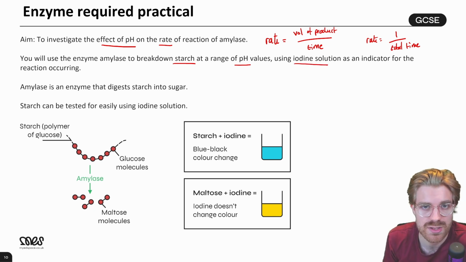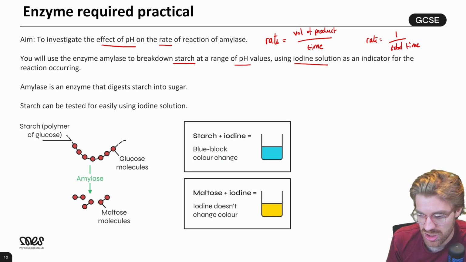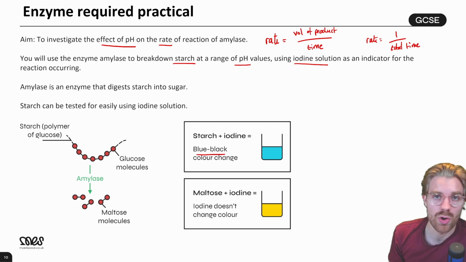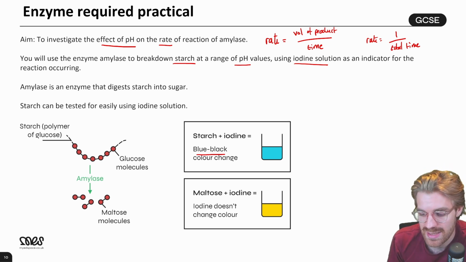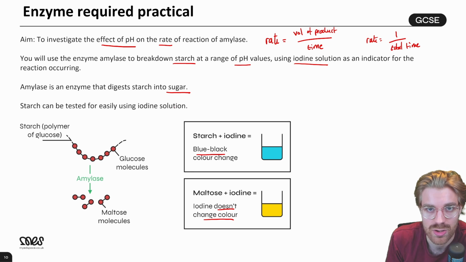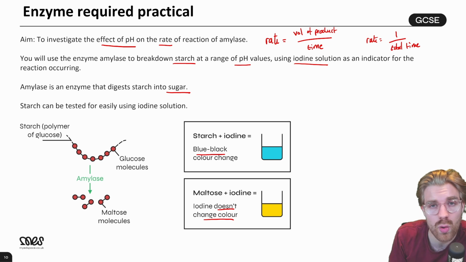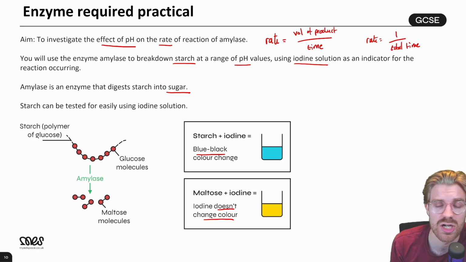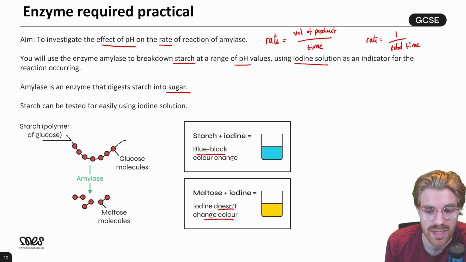And as we just saw in our food tests, if the starch is present, the iodine is going to change to our blue-black colour. If the starch has all been broken down, then the iodine does not change colour. The amylase will digest the starch into sugar, breaking it down. So the levels of starch will decrease over time, and eventually there will be no starch left. And we can use the iodine to act as an indicator of when all of that starch has been broken down, because once all the starch has been broken down, the iodine will not change colour.